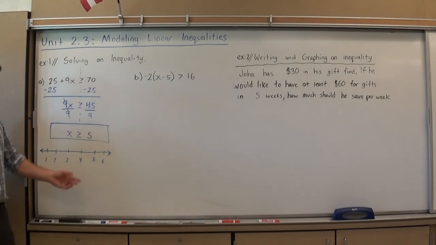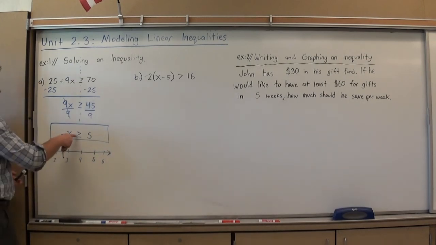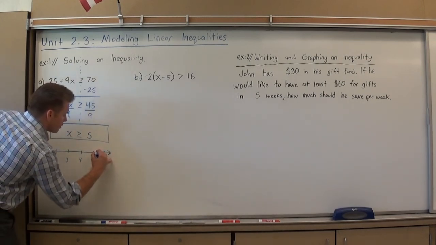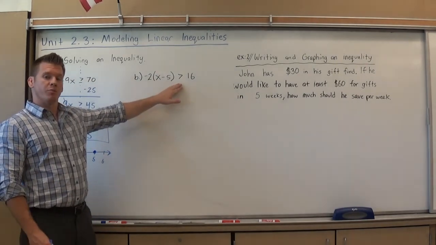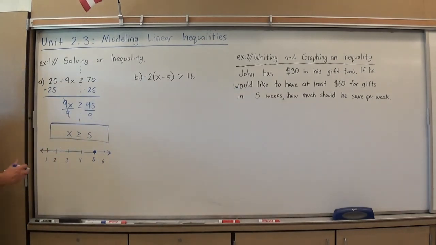Well, what's the first number greater than 5? Well, 6. So I'm going to be shading towards the 6. Because it can also include 5, I use a closed dot on 5. Okay? If it was a less than symbol, or a greater than symbol like you see here in example B, I'd use an open sign.